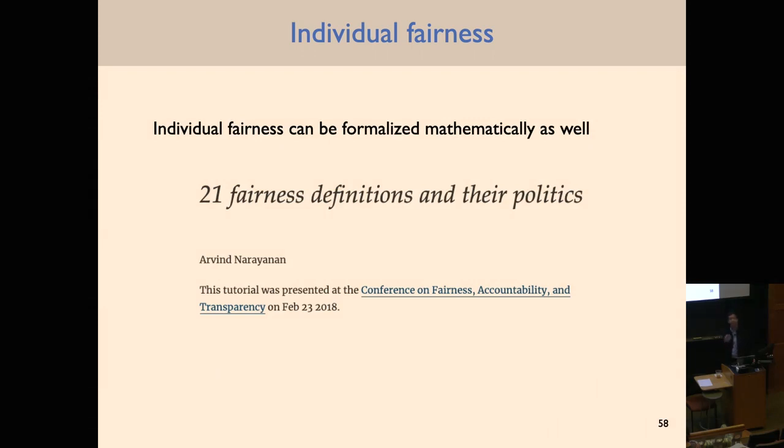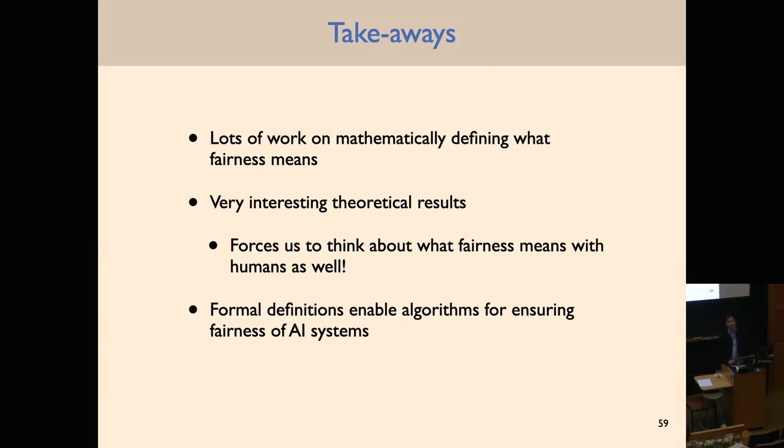You can also mathematically formalize individual fairness, similar to what we try to do with group fairness. There are lots of different definitions, and there's a tutorial from a Princeton professor who lays out 21 different definitions of fairness and their associated politics. The main takeaway is that there's lots of work, especially over the last five or 6 years, on mathematically defining what we mean by fairness, which we have to do if we ultimately want to bake these notions of fairness into our learning algorithms.